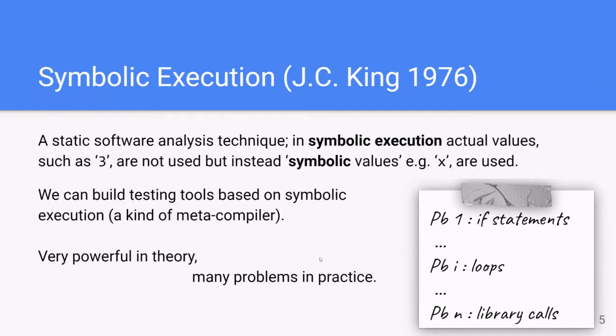So we can build a testing tool based on symbolic execution. And what we end up with is kind of a meta compiler, because it's not really a compiler and it's not really an execution. It keeps everything abstract or symbolic. It's very powerful in theory because in theory it's a mathematical representation of the entire behavior of that particular piece of code for all paths, for all data. But in practice, there are a lot of problems. Some problems are listed on the right hand side here.